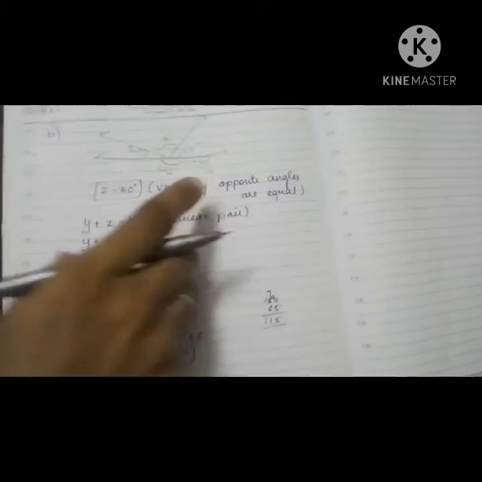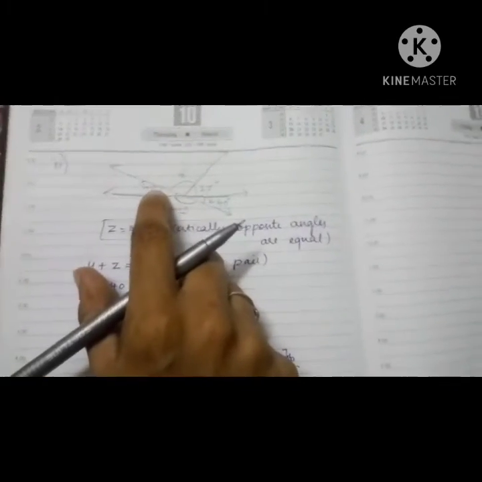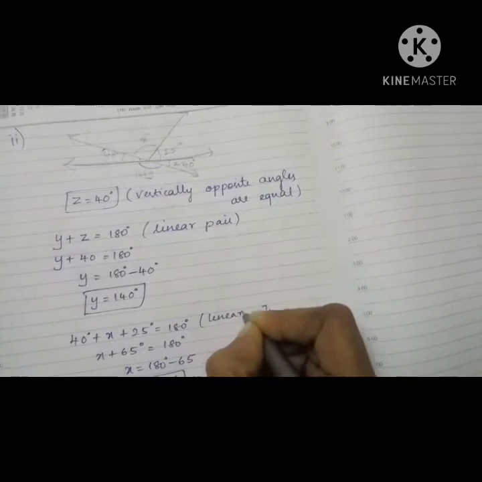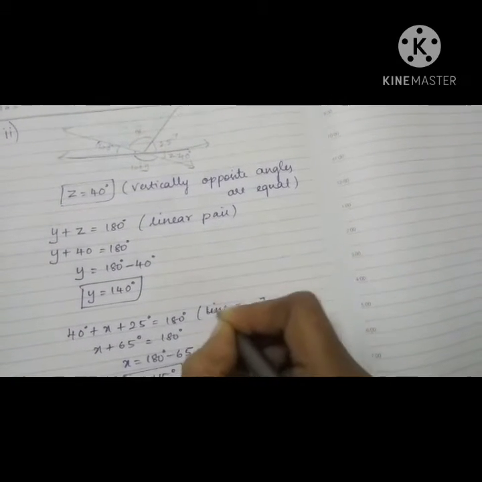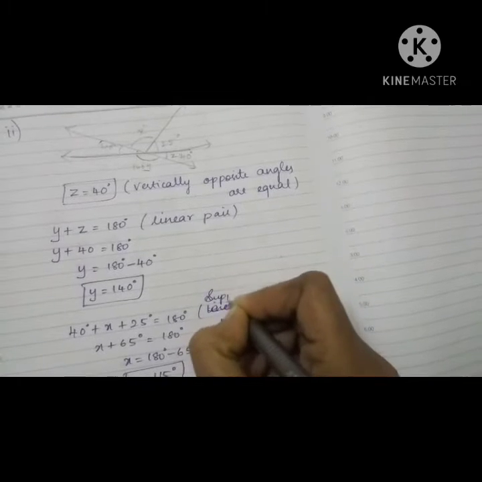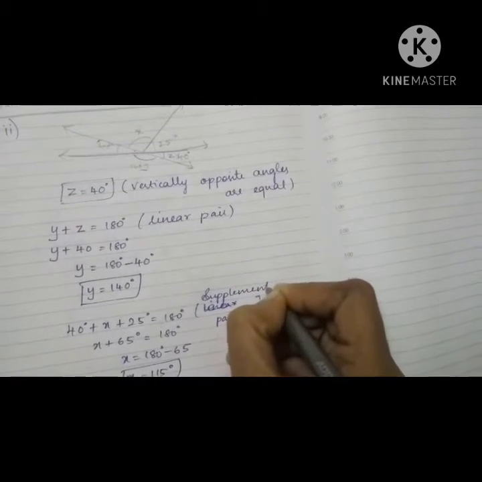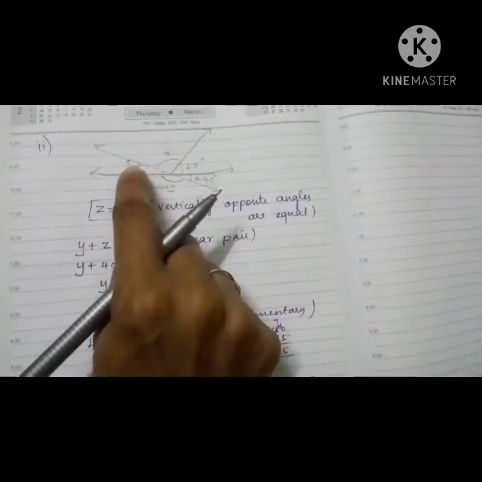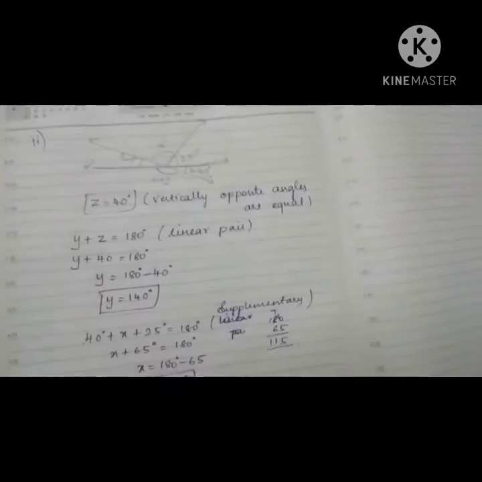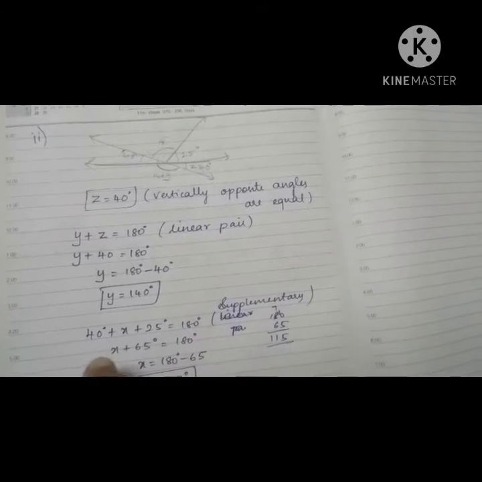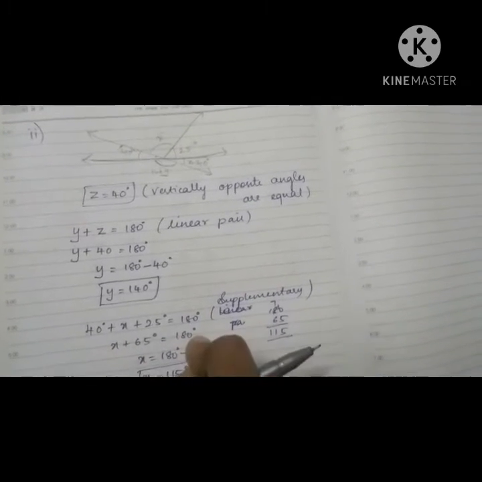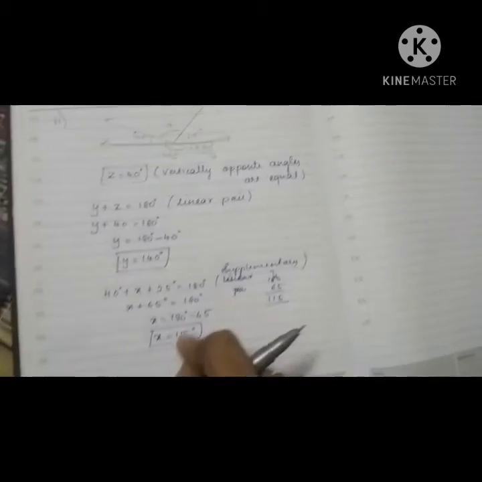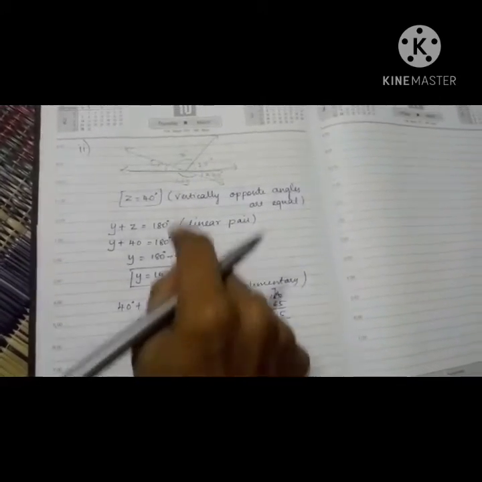So now I got the value of x is 115 degrees. So you can add like this, just I am adding 40 plus x plus 25. This also means linear pair, or you can write supplementary. They are supplementary because they lie on the straight line. So if you add 40 plus x plus 25, you will get 180. So x plus 65 is equal to 180 degrees. X is equal to 115 degrees. So I found the value of x, y and z.